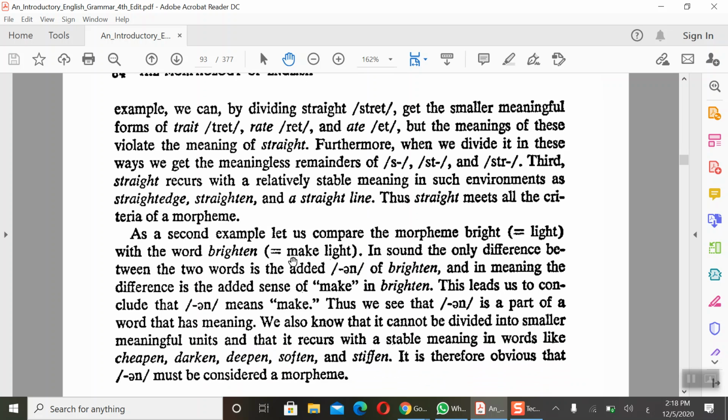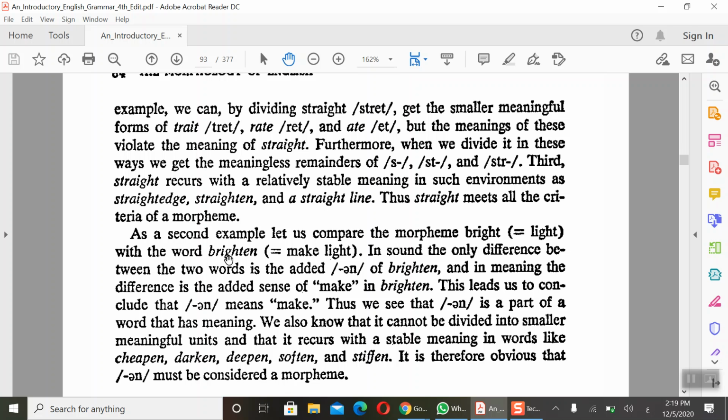Let's have another example. We will examine, for example, the morpheme bright, meaning light. Bright. We want to analyze this word. Is it a morpheme or not?